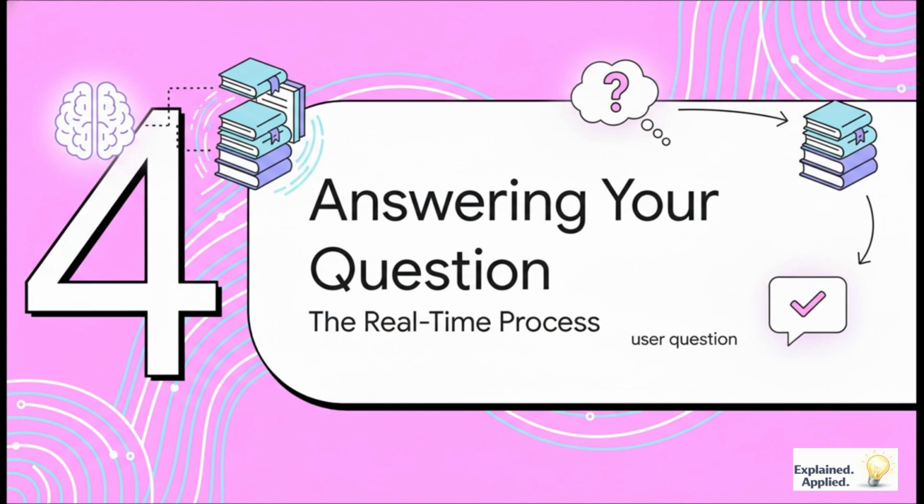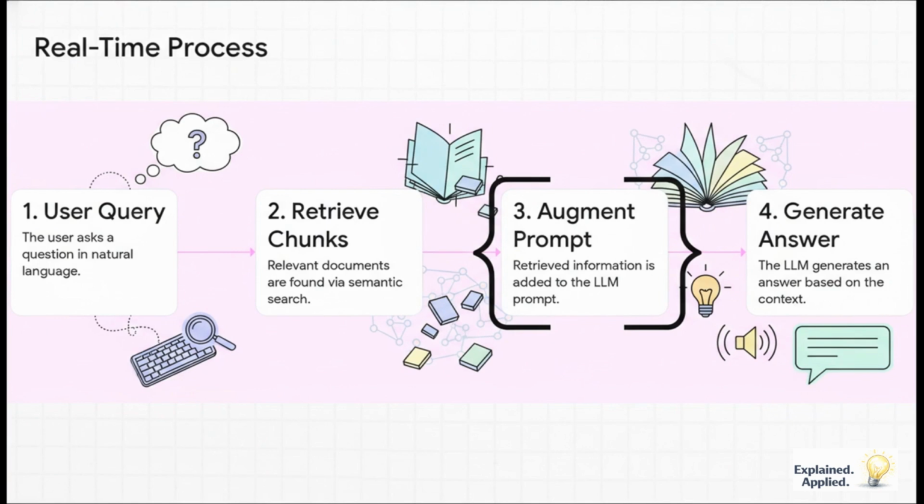Now for the fun part. Let's see what happens in real time when you actually ask a question. This whole process happens in a flash, and it's got 4 steps. First, you type in your question. Then, the system retrieves the most relevant chunks from the knowledge base. After that, it augments the AI's prompt with that new info. And finally, the AI generates an answer that's grounded in those facts.